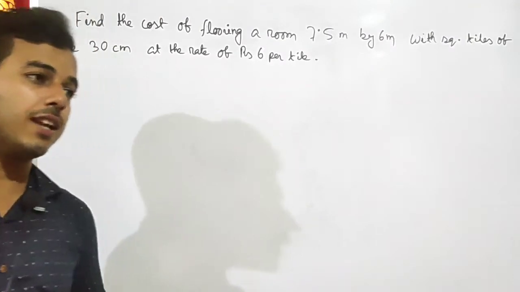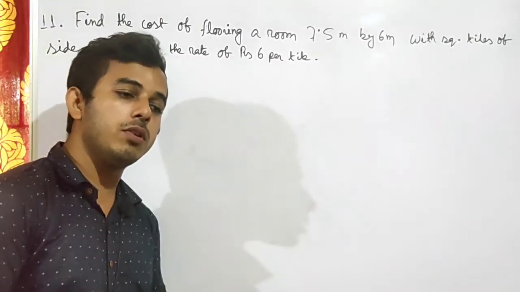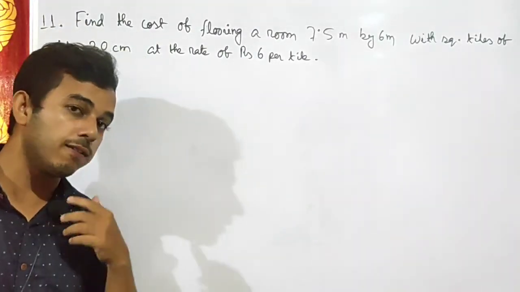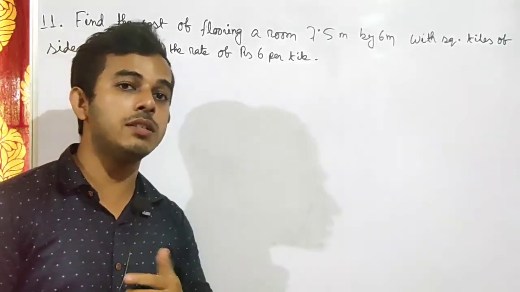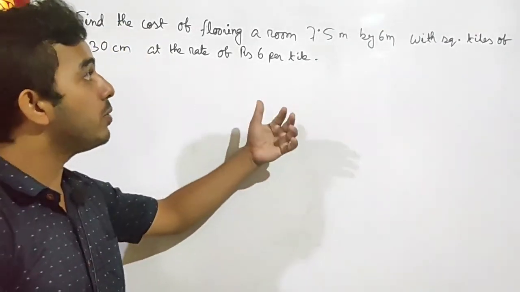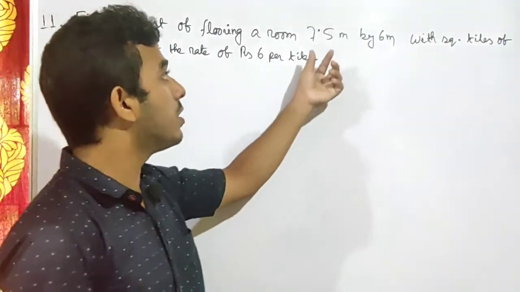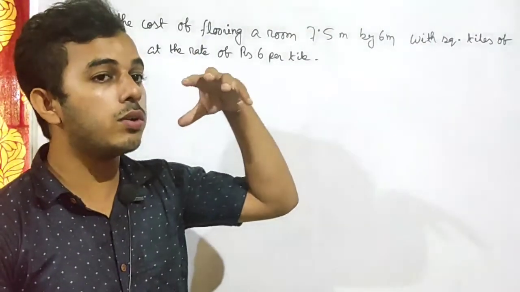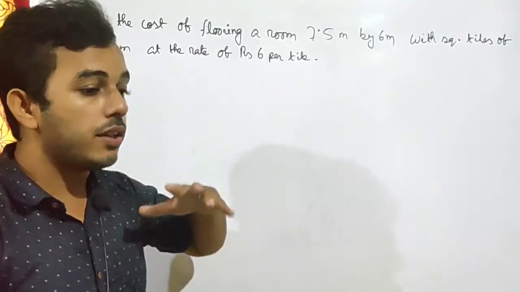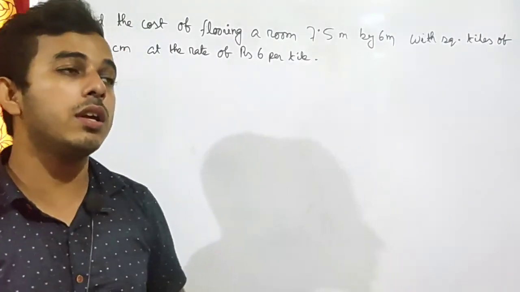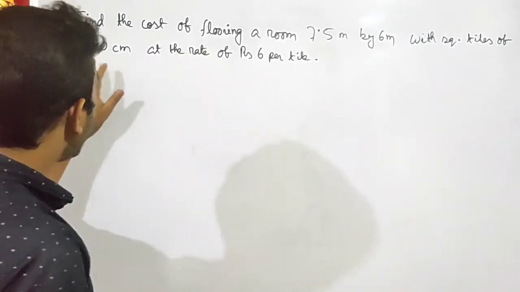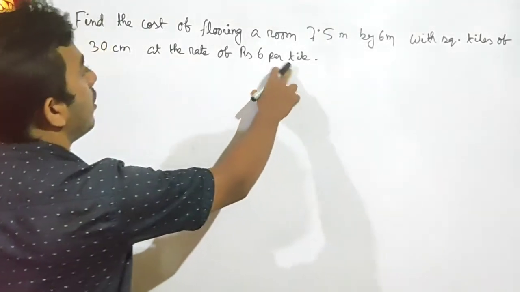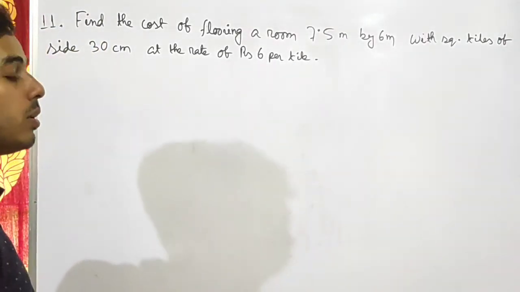Our next question of today's class is about the same thing as the previous question. In the previous question we carpeted the floor. Now we will tile the floor. Here the measurement of the room is also different. The length of the room is 7.5 meter, breadth is 6 meter. Now in that room we want to tile, and the tile which will be fixed in the floor is of square shape, and its side is 30 centimeter. Clear? And the cost of one tile is 6. Now we have to find the total cost.